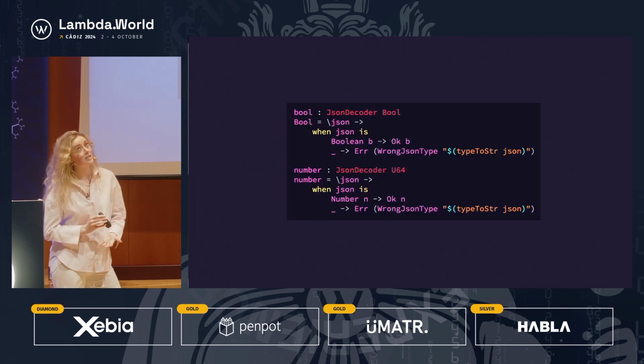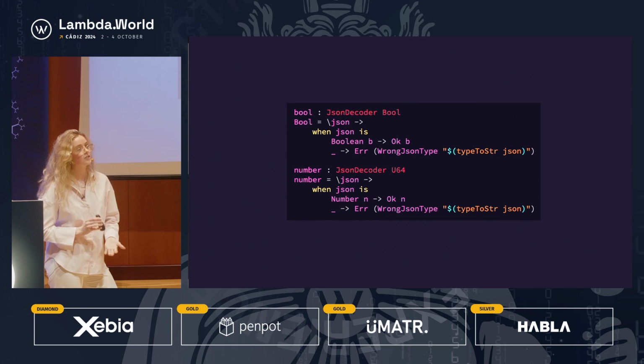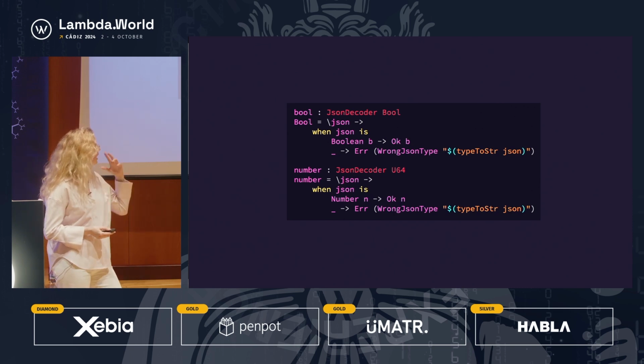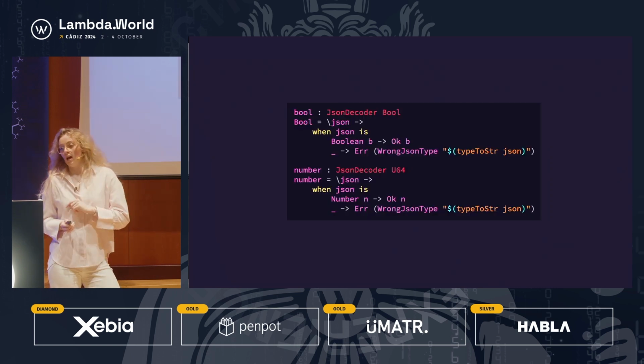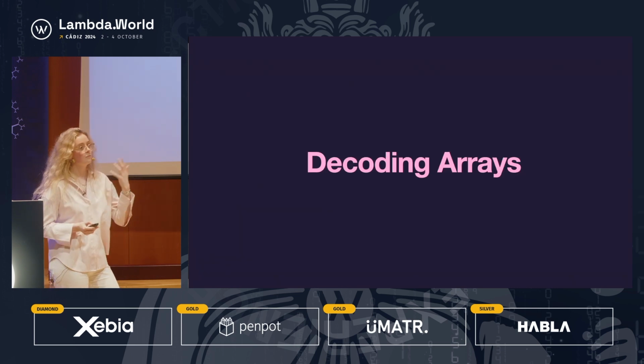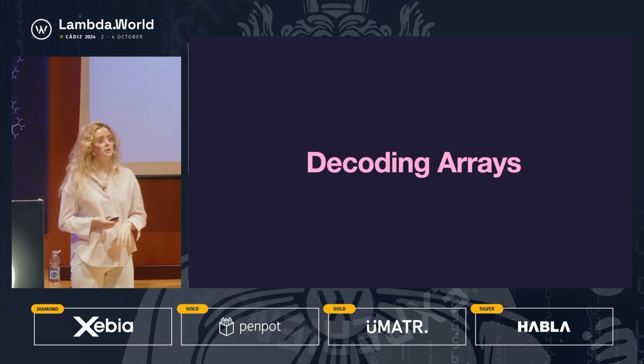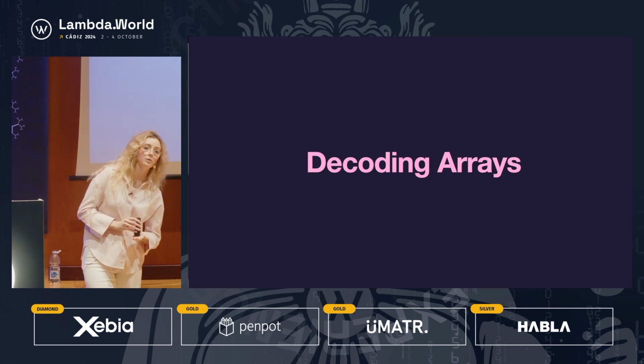Following a similar process to the string, we're going to do the same for our other two primitives, our Boolean and our number. Cool. And then we can move on to the more complex types that we had in our JSON structure. So we'll start with decoding arrays.